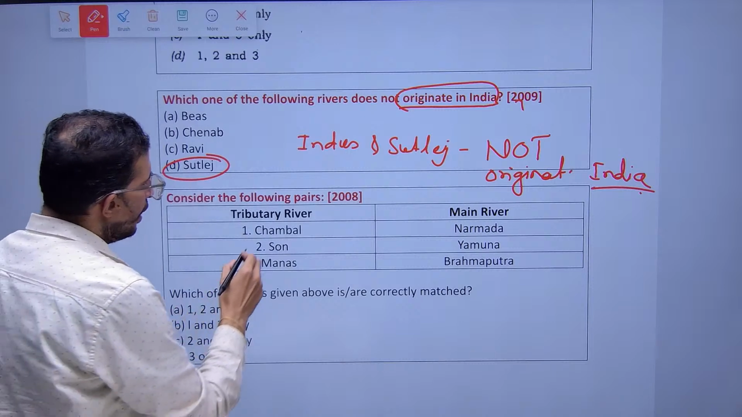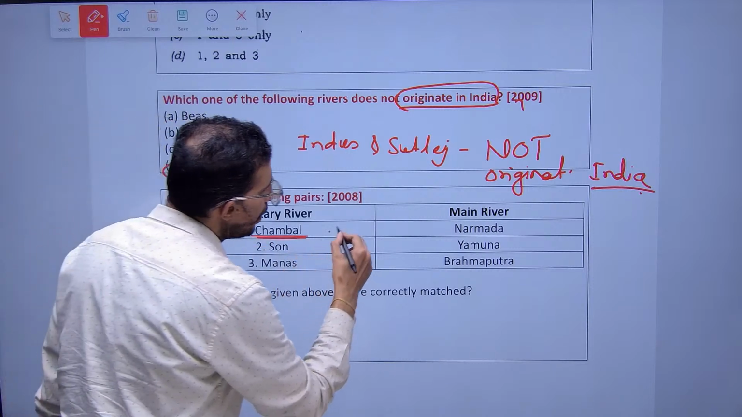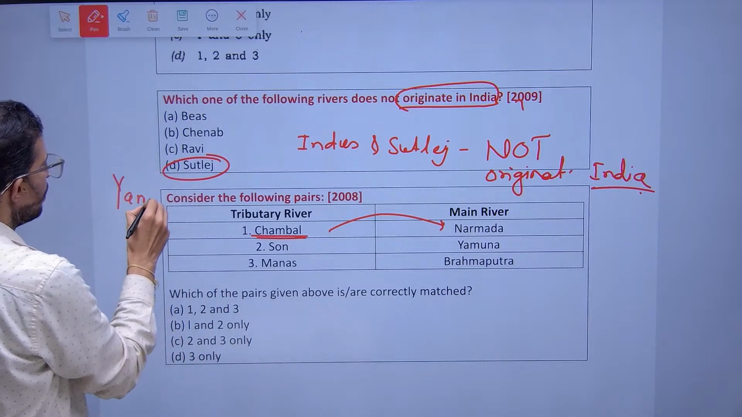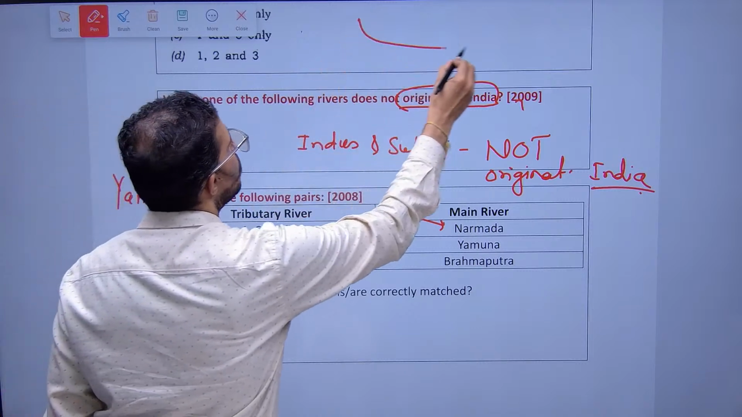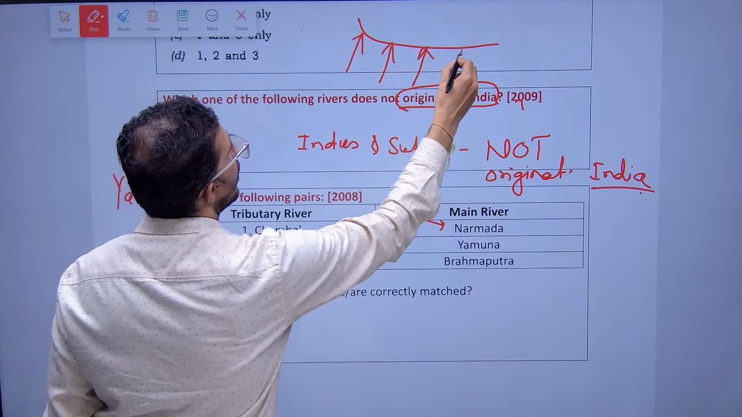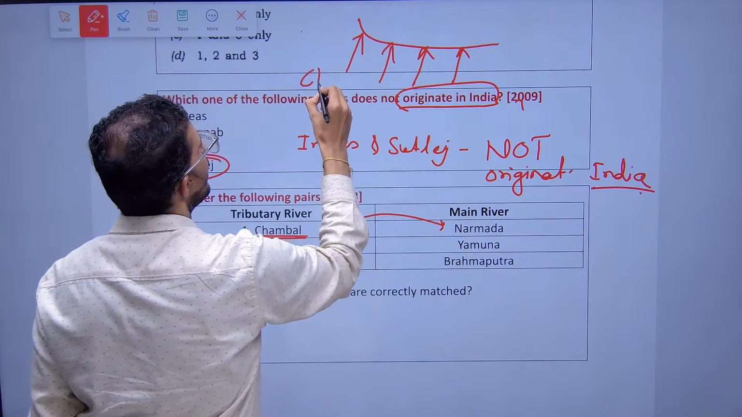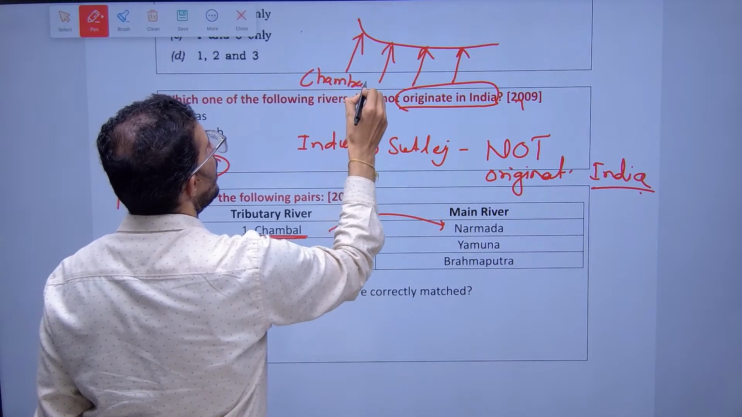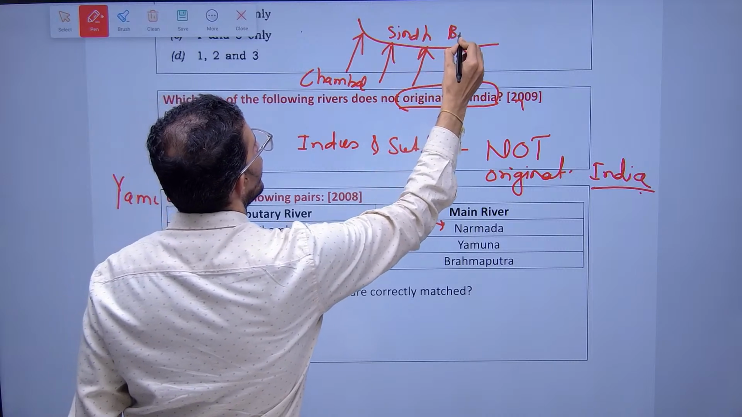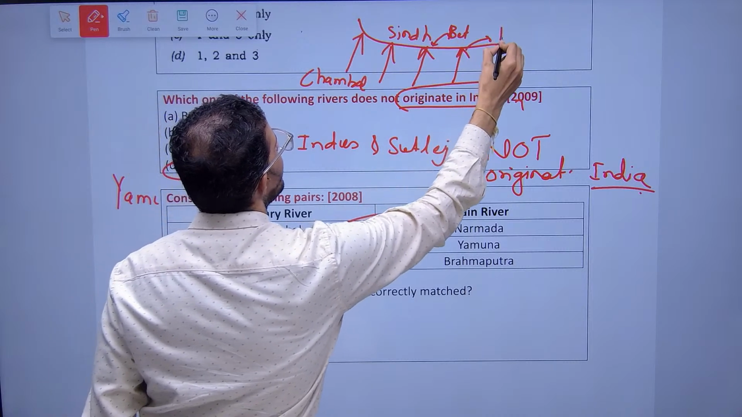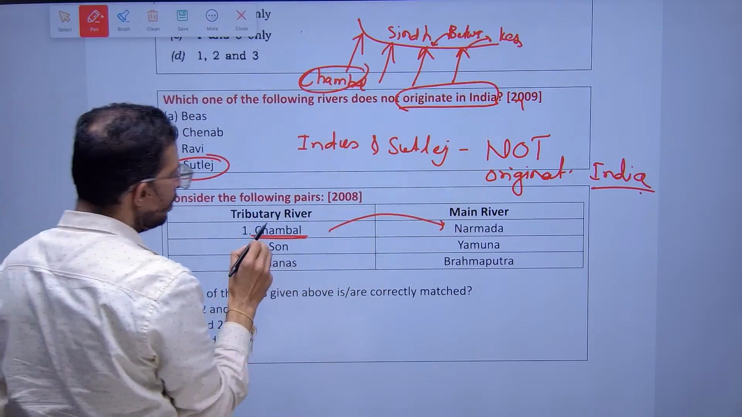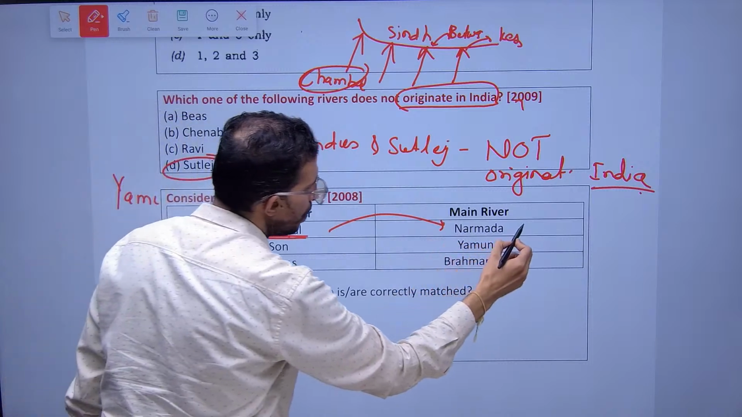Now this one, is Chambal a tributary of Narmada? No. What are the major four rivers? Yamuna we have seen. This one is the Chambal. Then Sindh, Betwa and Ken. Chambal is the tributary of Yamuna, not Narmada.